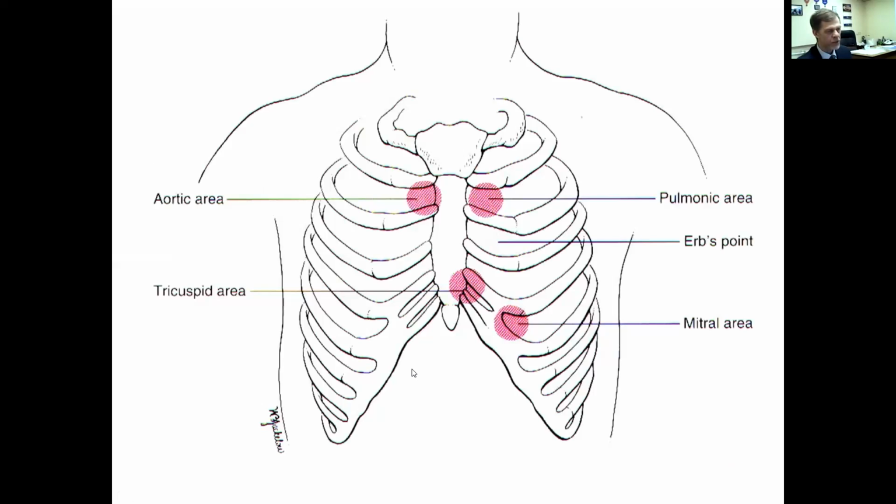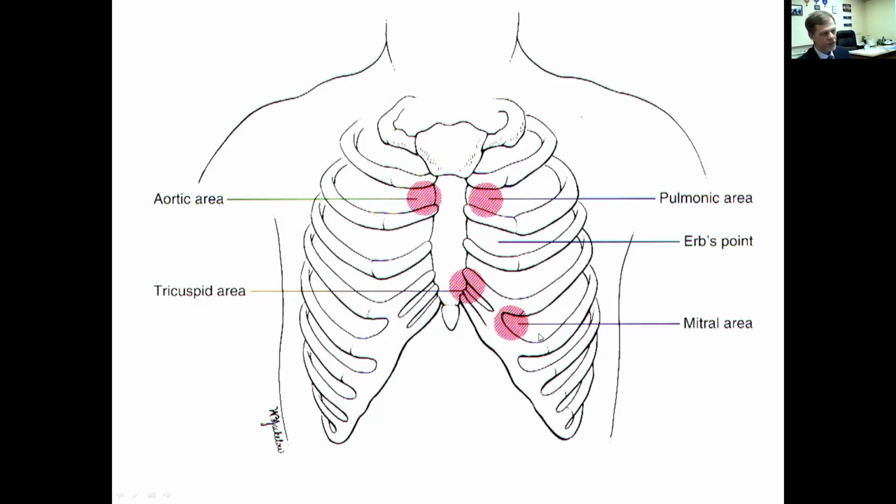We have one more additional point. Between the mitral and aortic areas, we have the so-called Erb's point, somewhere here, because we need this point: some regurgitant murmurs are better heard here if we have damage of the aortic valve.